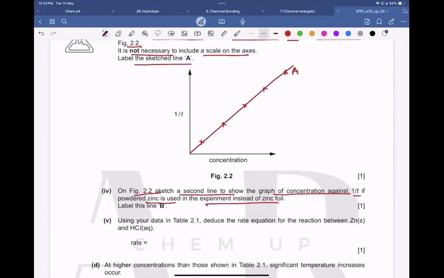Yeah, the reaction will be faster, obviously, and this line would be like this. Is this understandable to all of you?